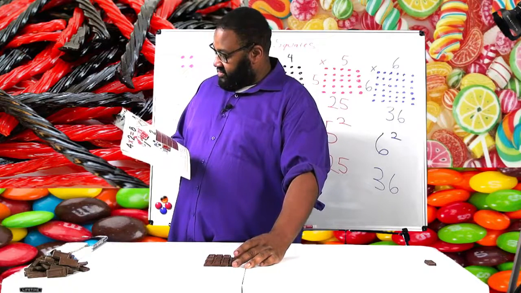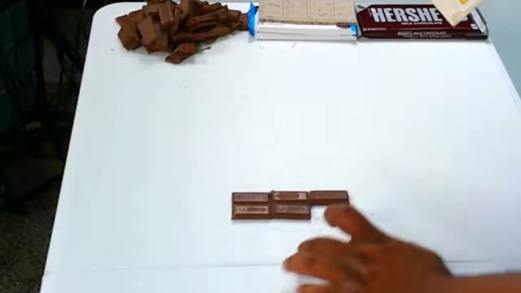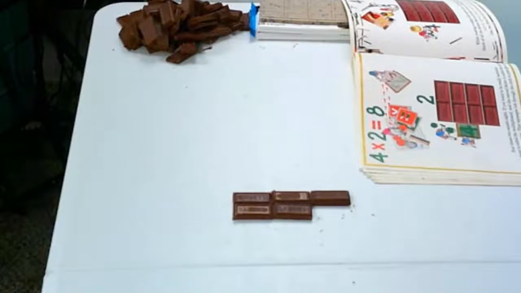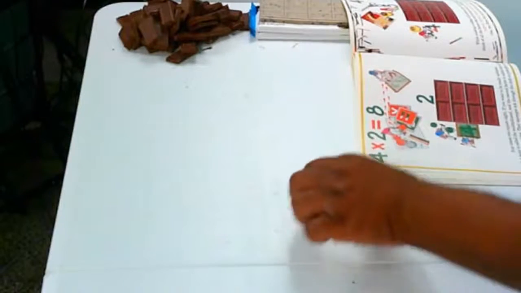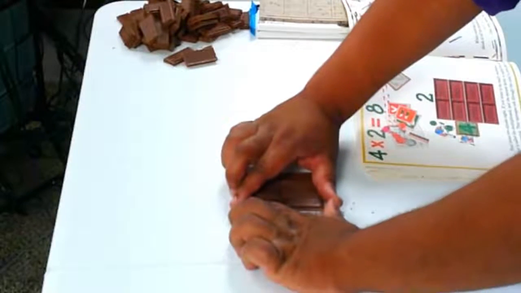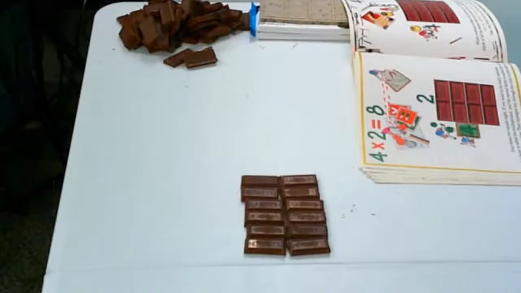What is that? 1 times 12. 2 times 6. How do I make 12? The first one is 2 times 6 equals 12.